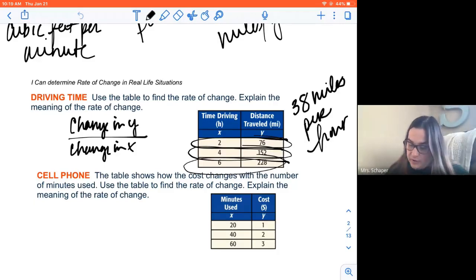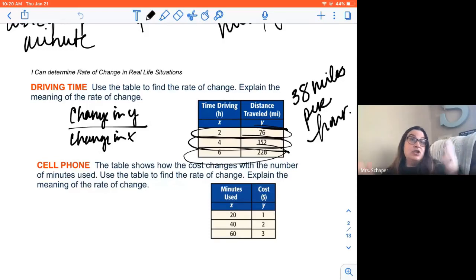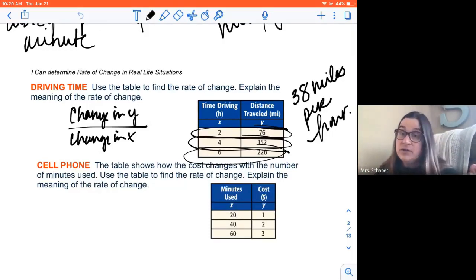With the cell phone table, okay, this is a little bit archaic. When I first got a cell phone, we got charged per minute. Can you imagine? Can you imagine if you got charged per minute with your cell phones now? Crazy idea. That's how we used to do it back in the good old days, right?